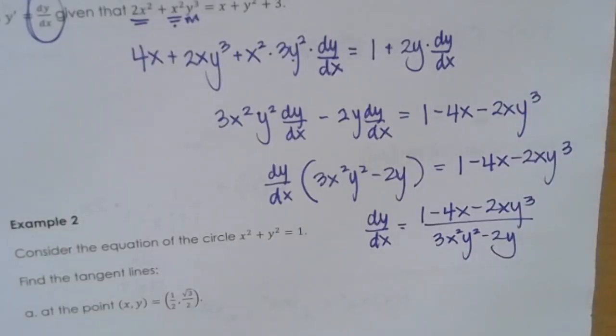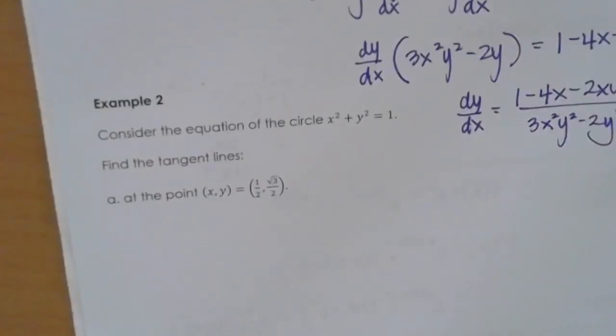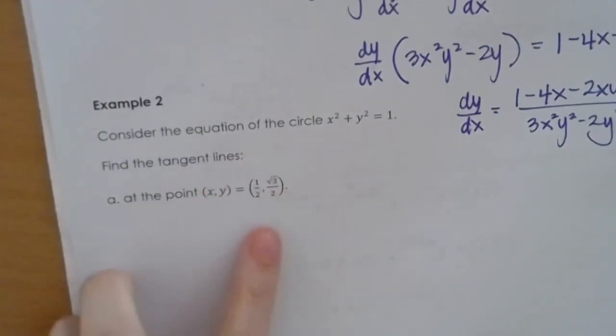Now, usually they'll say find the tangent, which is like what this next one is going to do, and you'd end up putting x's and y's in here. So here we go. Consider the equation of the circle, x squared plus y squared equals 1. Find the tangent lines at the point 1/2 and then root 3 over 2. So I'm going to do A right here.